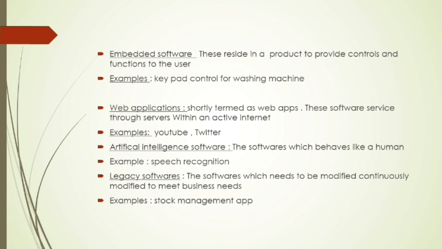And legacy software. These are the softwares which need to be updated continuously. Like one example I've given here, a stock exchange management app. Here the ratings, or the Sensex as we call it, are continuously changing minute by minute. We have to update that data in it. If not, you will not be meeting the needs of your customers. So it has to be continuously updated. These types of software are called legacy software.